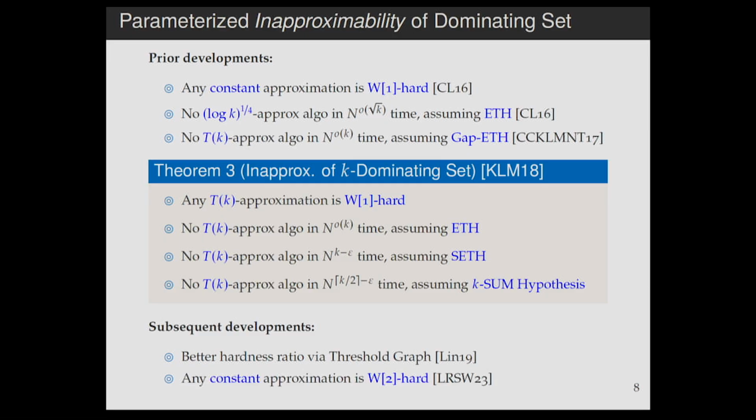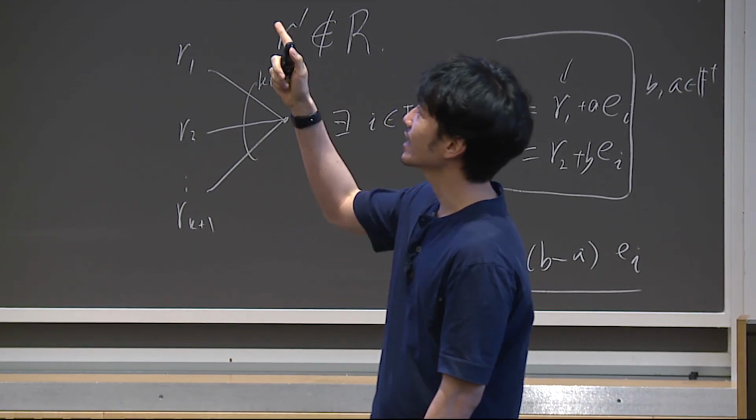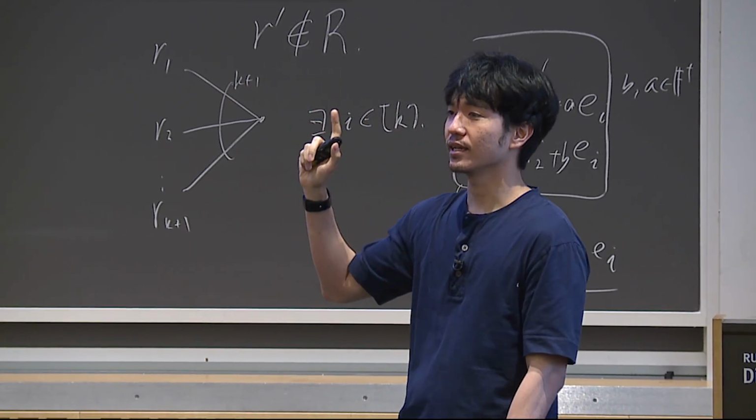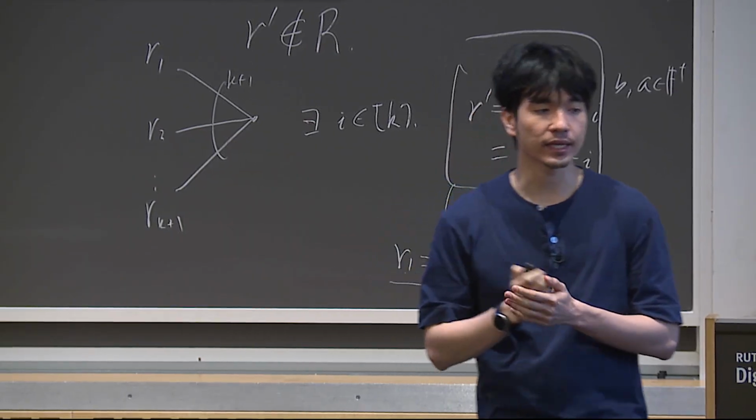And finally, there is also a newer paper by Bing Kai and others that shows that any constant factor approximation is W2 hard. Okay, and note here that before this, it was not known whether it was W2 hard to approximate to even any constant factor.